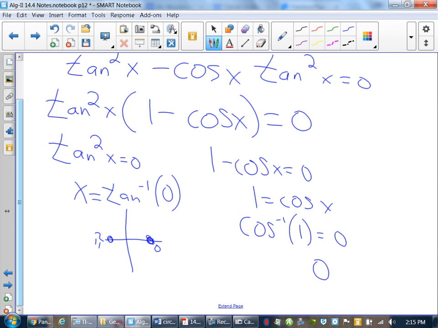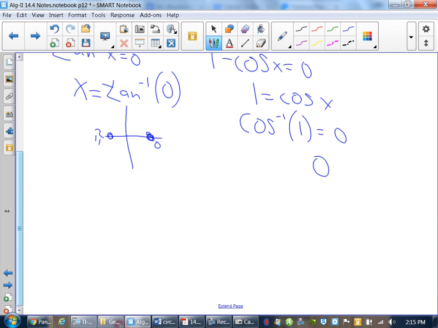Okay? So in terms of general solution, how long does it take me to get from 0 to pi? How long does it take me to get from pi back to 0? Pi. So does that difference ever change? No. So my answer then, since this is already part of this, my answer is going to be 0 plus pi n.